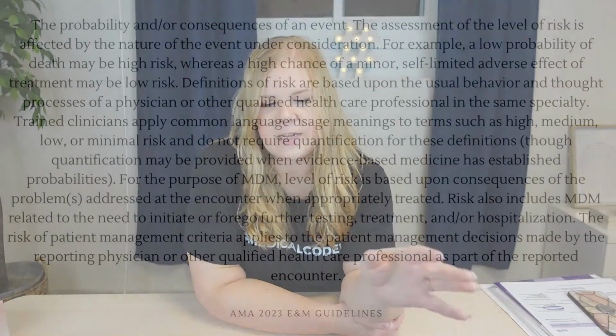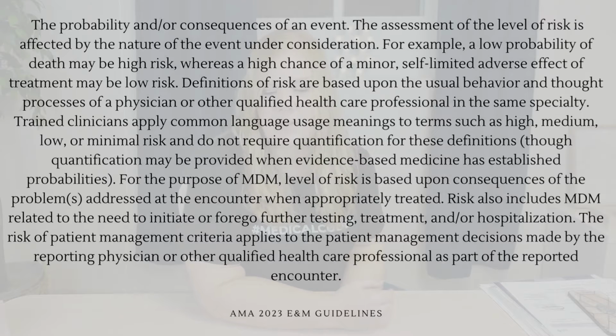Now here's the thing, we have this definition of the whole risk of complications, but then we also have a separate definition of what is risk. And I feel like this is worded a little strangely, so hang in there with me. So risk is defined as the probability and/or consequences of an event. The assessment of the level of risk is affected by the nature of the event under consideration. For example, a low probability of death may be high risk, whereas a high chance of a minor self-limited adverse effect of treatment may be low risk. Or in other words, something that has a low risk of death, depending on other factors and things going on, it could be low risk, it could be high risk.